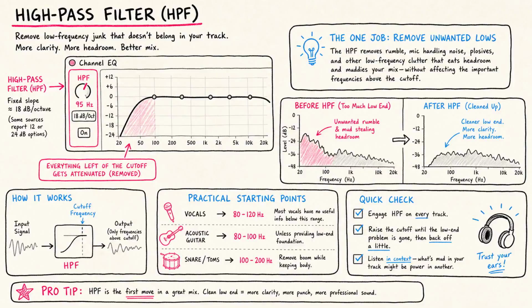The high pass filter is arguably the most important tool in Channel EQ, and one of the most underused by newer producers. On a typical mix with 30 or more tracks, applying appropriate high-pass filtering to everything except kick, bass, and perhaps a few low-frequency synth elements can dramatically improve clarity without any other processing.